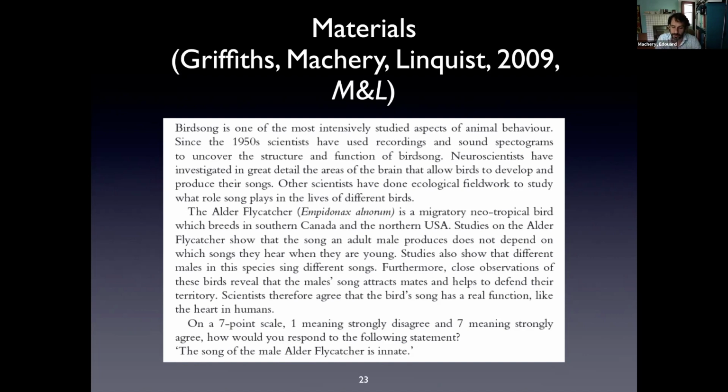Scientists therefore agree that the bird song has a real function, like the heart in human beings. It's functional. So we have here bird song. It's not species typical, it's fixed, and it is functional. And then the question is to assess whether or not the song of the male alder flycatcher is innate.